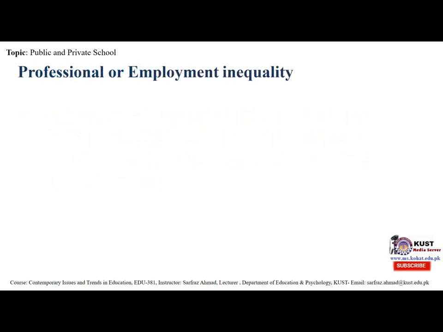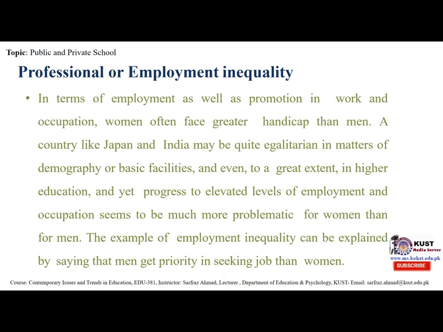Then professional or employment inequality. In terms of employment as well as promotion in work and occupation, women often face greater handicap than men. A country like Japan or India may be quite egalitarian in matters of demography or basic facilities, and even to a great extent in higher education. And yet, progress to elevated levels of employment and occupation seems to be much more problematic for women than for men. The example of employment inequality can be explained by saying that men get priority in seeking jobs over women.